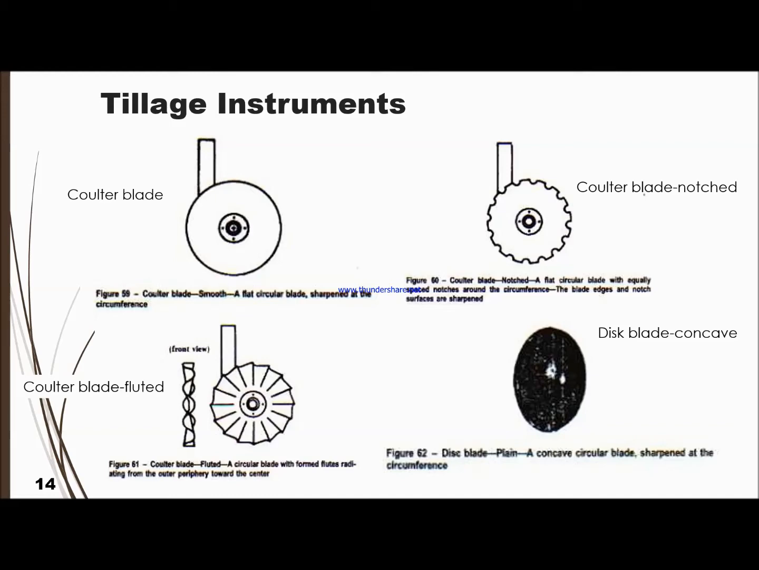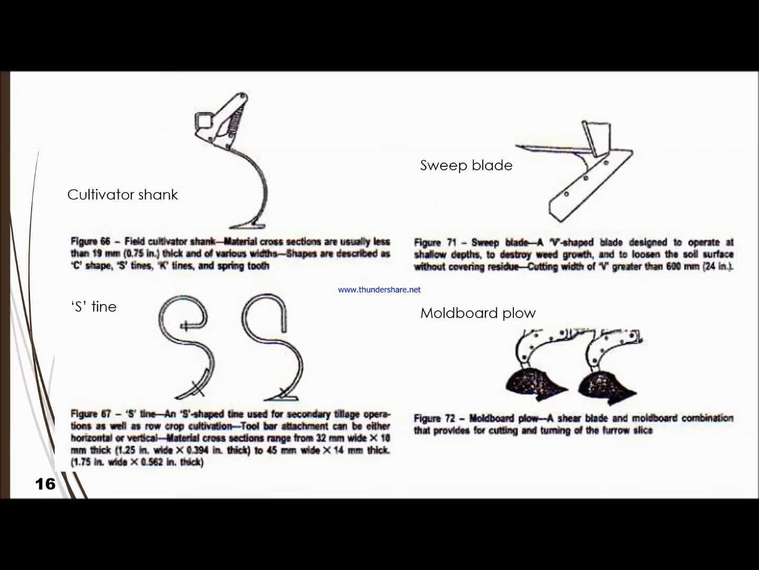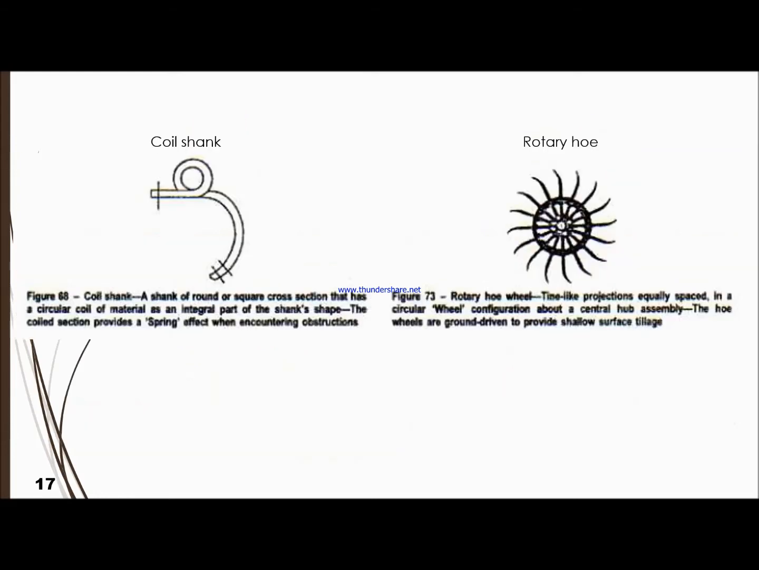Cultivator blade foot. This one is also designed to detect the soil and move the soil away from the layer. And we have another one, the disc concave. Next, another example: a chisel plow, subsoiler, chisel plow heavy duty, and furrow V shape. And another one is cultivator shank, S-tine, sweep plate, mobile plow, coil shank, and rotary hoe.